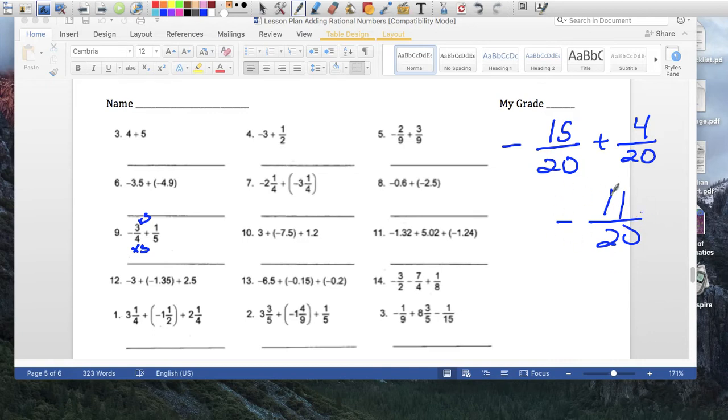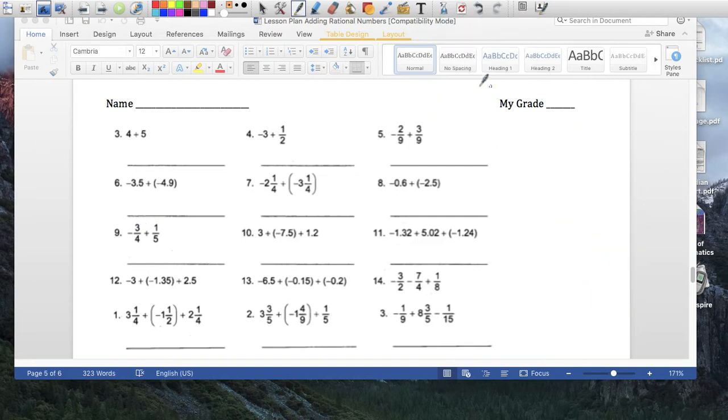Now, just a quick FYI here, that's the same thing as me writing it like this, or as me writing it like this. All three of them will get you a negative answer. Okay, this is a negative and a positive, will give me a negative result. This is a positive and a negative, still going to give me a negative. And this, I'm going to do 11 over 20 first, and then add the negative sign. So all three of them will give me a negative answer.